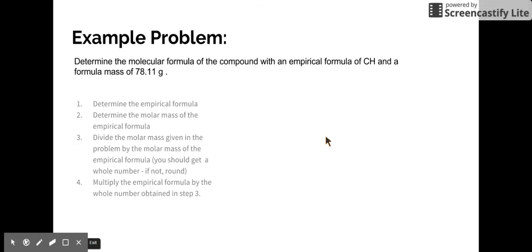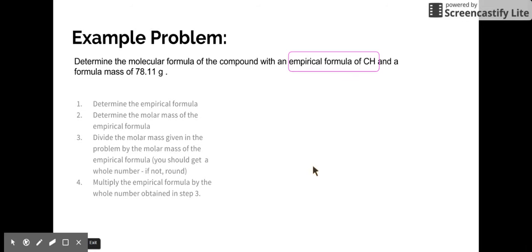Determine the molecular formula of a compound with an empirical formula of CH and a formula mass of 78.11 grams. All right, so step 1 says to determine the empirical formula. And we are so lucky because this practice problem actually just gave us the empirical formula. Woohoo! That makes it so much easier. We don't actually have to calculate out the empirical formula, though we might have to later on.